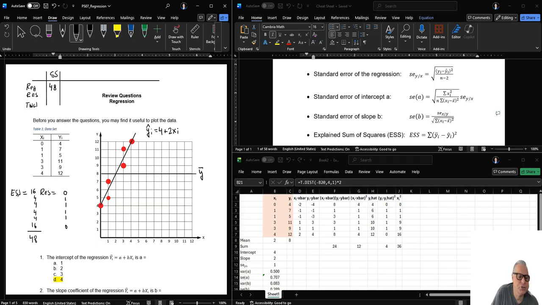So the residual sum of squares is very low, which is a good sign. So that is only 4. So the total sum of squares is 52.